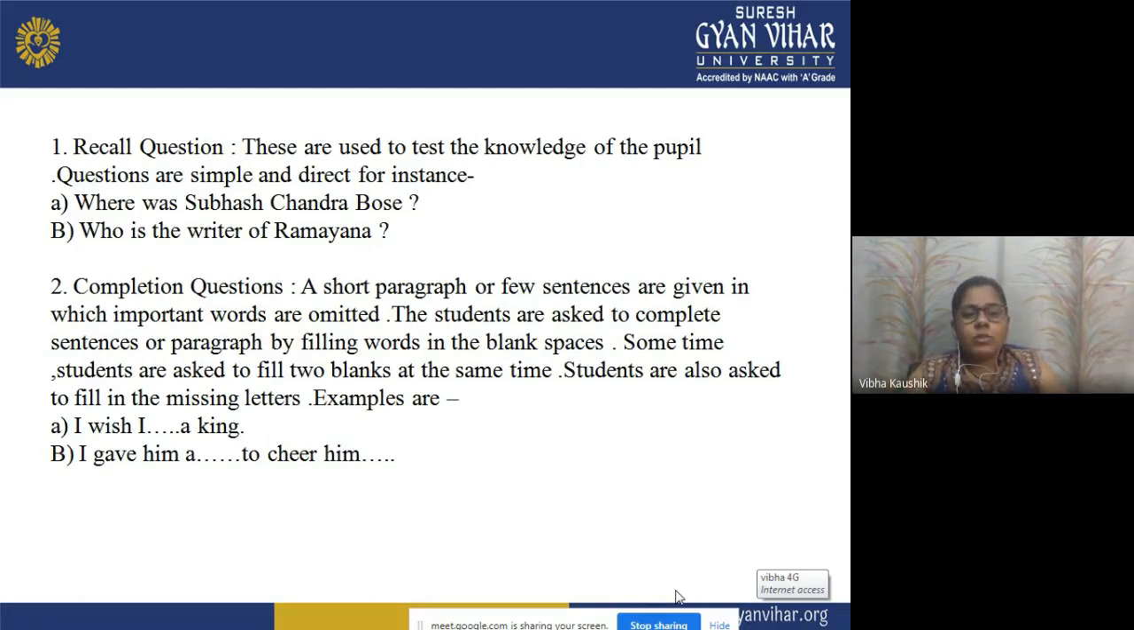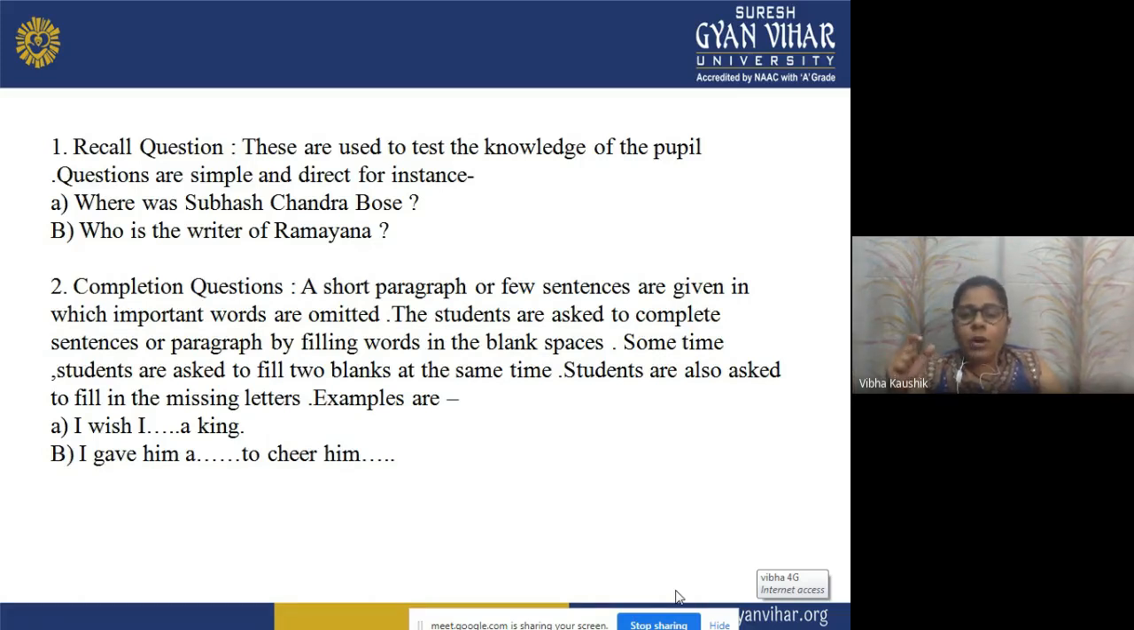Sometimes students are asked to fill two blanks at the same time. There is a choice that the student has to fill. There are two blanks created by the teacher, and the students are asked to fill two blanks at the same time. Students are also asked to fill in the missing letters. Examples are: I wish, I dash a king.